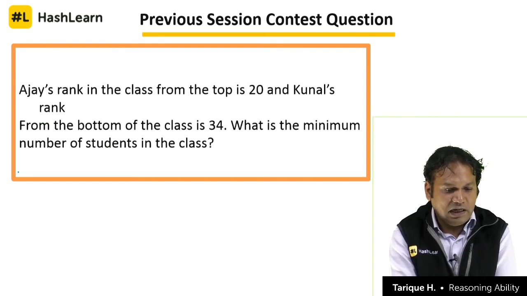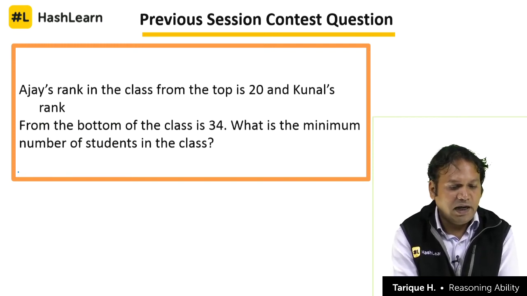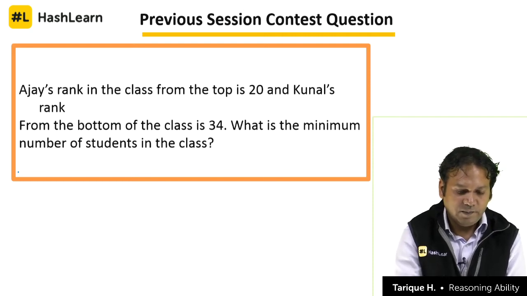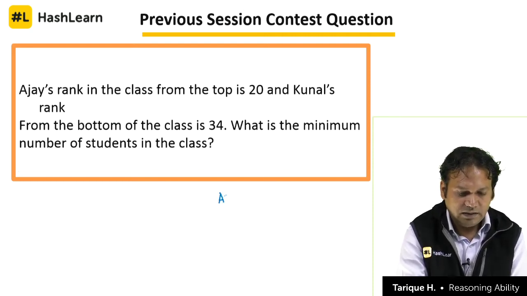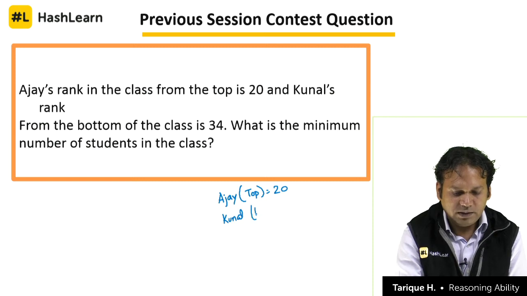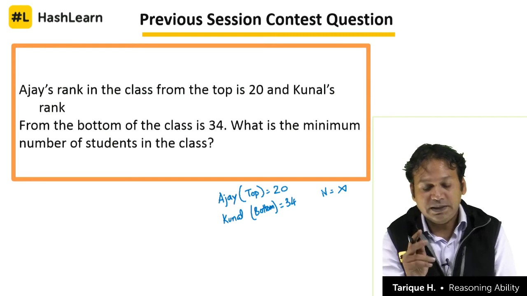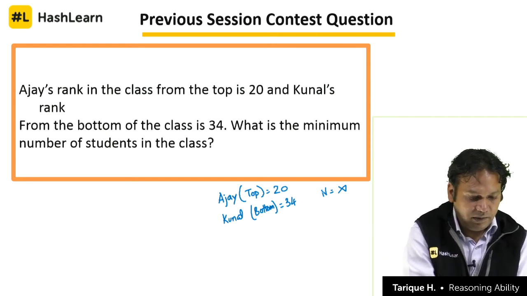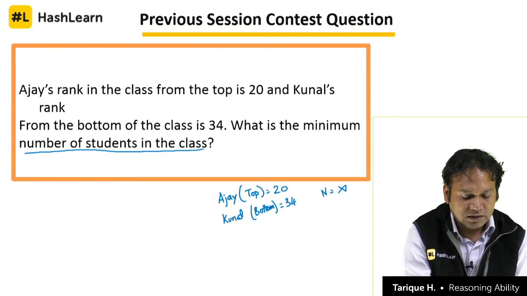So, Ajay's rank in the class from the top is 20 and Kunal's rank from the bottom of the class is 34. Ajay's rank from the top is given to you and Kunal's rank from the bottom is given to you, but what is not given to you is the number of students. The number of students is not given. So, what is the minimum number of students in the class?